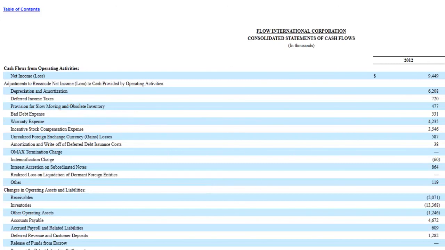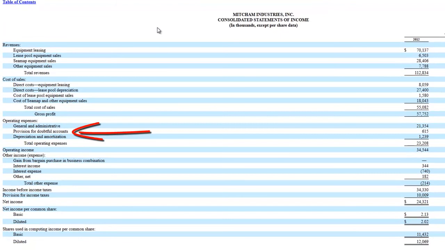Okay, let me tell you what provision for doubtful accounts is. And let's go back to Mitcham Industries. You see, usually when businesses sell their products and services, they extend credit to their customers. But sometimes, for whatever reason, the customers don't pay or can't pay. So businesses have to estimate, based on their history, how much of accounts receivable will not be collected, and expense it on the income statement through a line item called provision for doubtful accounts.